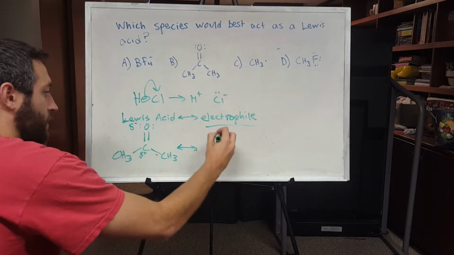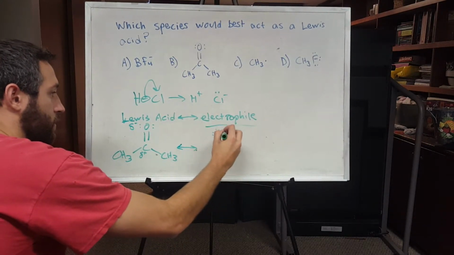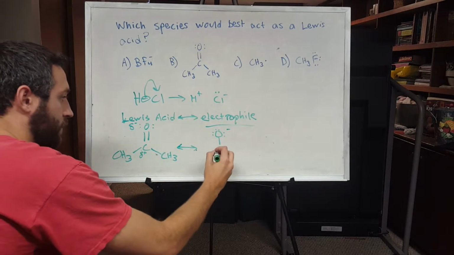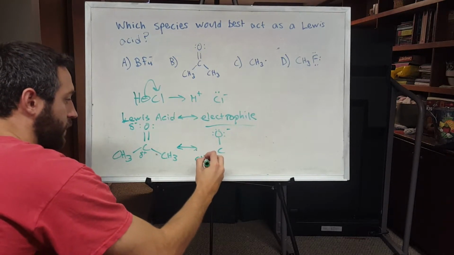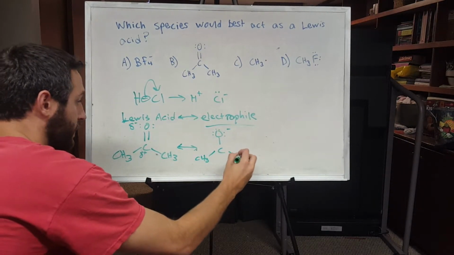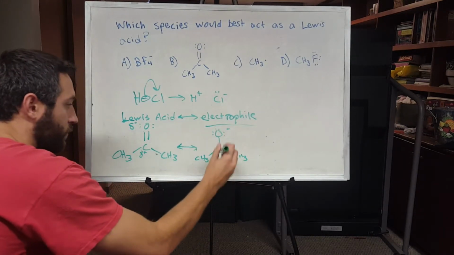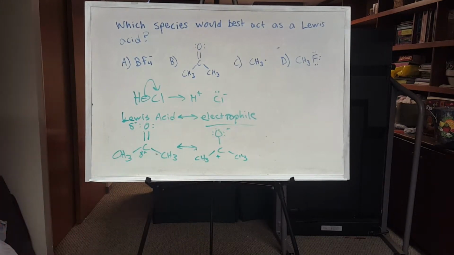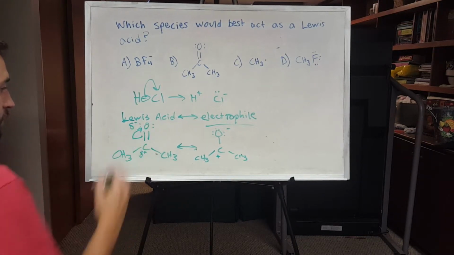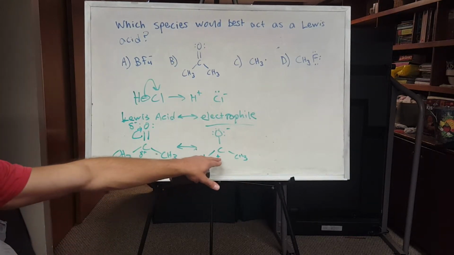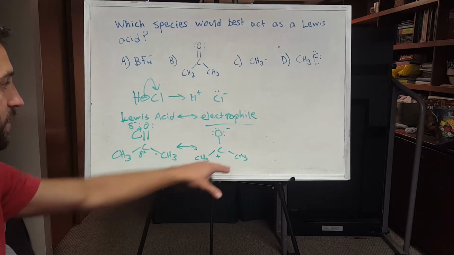We could also draw this minus CH3. Right? This is a ketone, and this is an enolate. After you move the charge around, move the electrons around, right? And all we did was go like this. That's just the resonance. But we can see the electrophilic center, right?